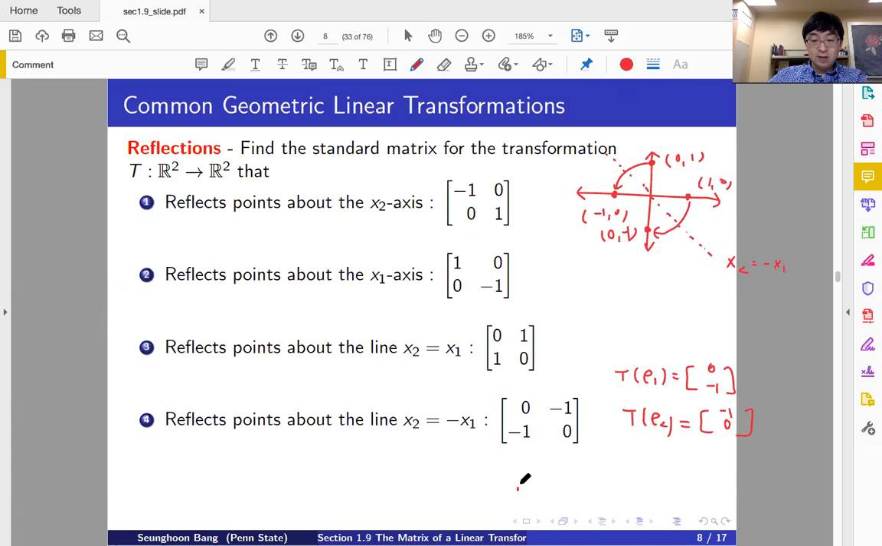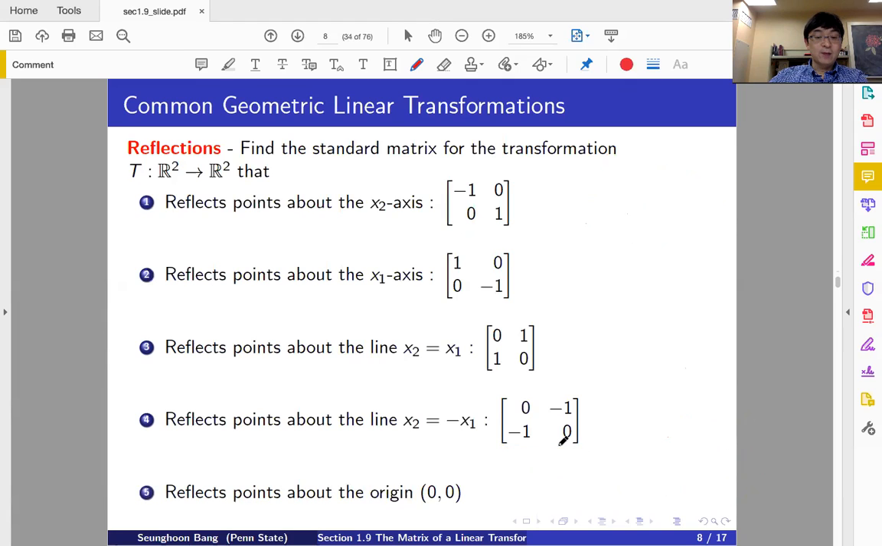The same. What is it like, matrix A? Matrix A is [T(e1), T(e2)]. The answer is next: T(e1) is this one, (0, -1), and T(e2) is the second one, (-1, 0). Yes, we have it. This is the whole idea for finding the reflection result.